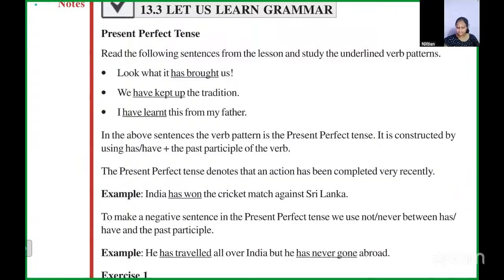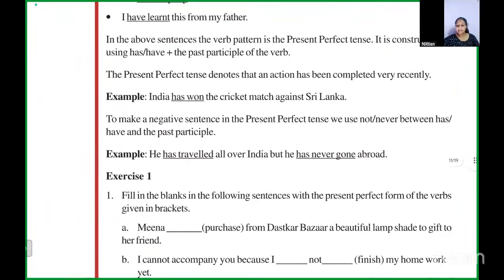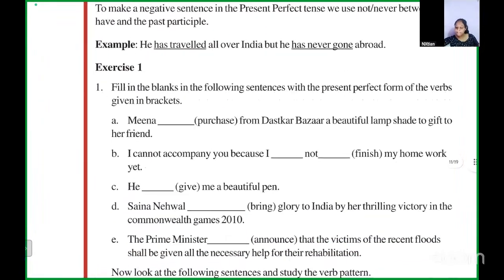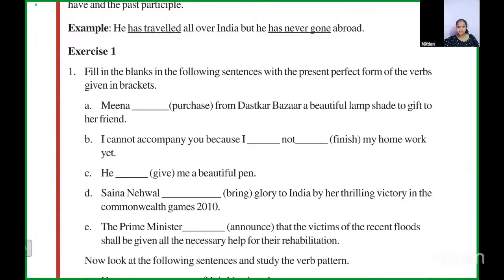Now, more examples are: India has won the cricket match against Sri Lanka. He has traveled all over India, but he has never gone abroad. Okay, he has never gone abroad. Then there is an exercise where you have to write down the present perfect form of the verbs that are in the bracket. Okay, present perfect form.